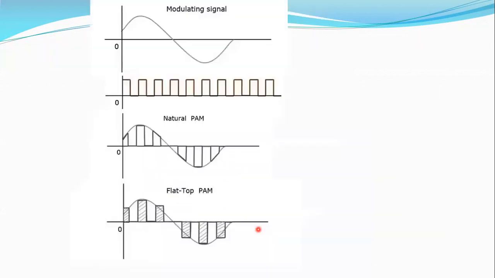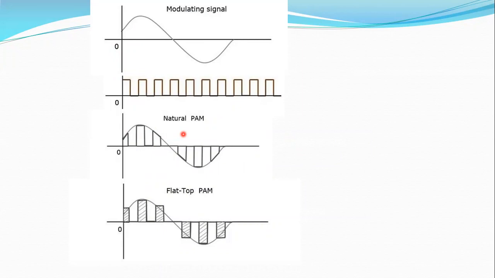Now, these are the signals. This is your message signal, any arbitrary continuous message signal, and this will be your carrier signal. As you know, general sampling is of two types, natural sampling and flat top sampling. Similarly, in pulse amplitude modulation, we have natural PAM and flat top PAM.